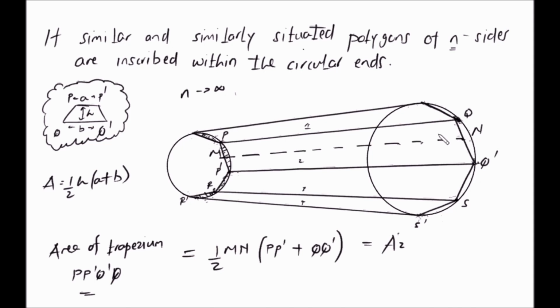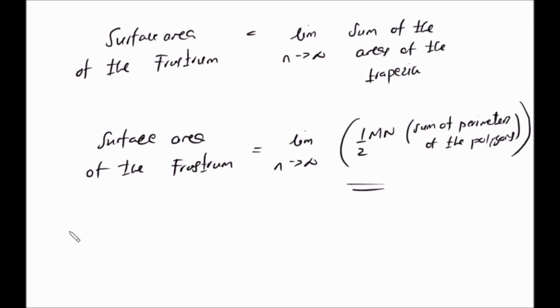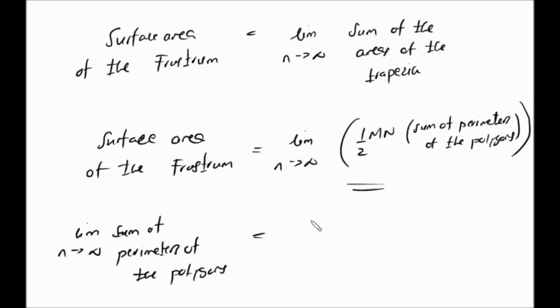So as n approaches infinity, the sum of the perimeters of the polygons is equal to the sum of the circumferences. So as n approaches infinity, the sum of perimeters of the polygons will be the sum of the circumferences of the two circles, of the circles. That is the first thing to note.